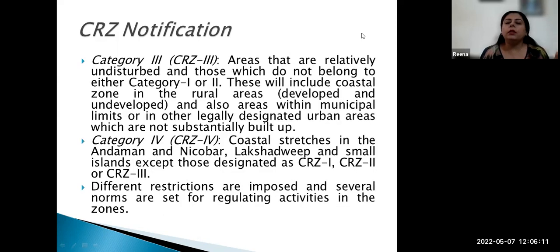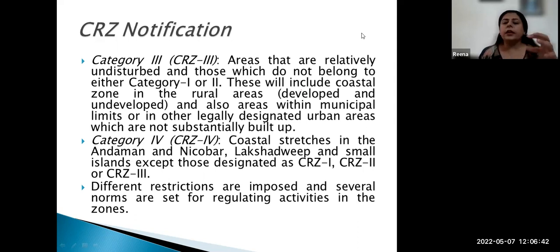And again, in category 4, there are coastal stretches in the Andaman and Nicobar, which have been designated as CRZ1, CRZ2, CRZ3. Areas that are relatively undisturbed, and those which do not belong to either category 1 or 2, are included in category 3. This will include coastal zones in rural areas, and also areas within municipal limits or other legally designated urban areas.